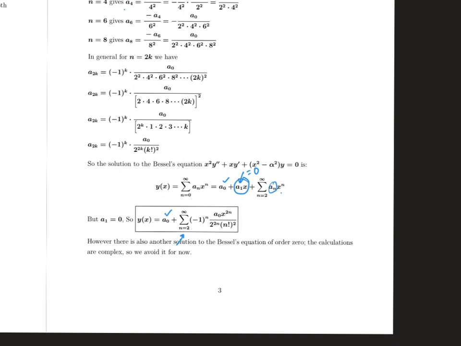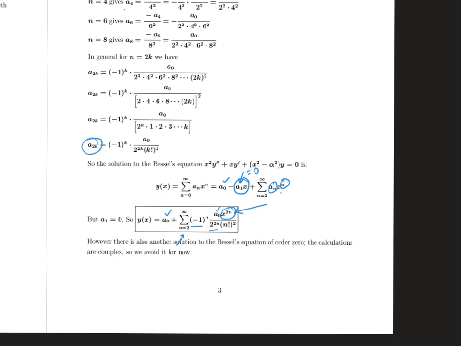But remember, our n's are jumping ahead, only the even terms. So we are going to have the summation from n equals 2 to infinity of negative 1 raised to the power n times a sub 2k, and I'm going to replace 2k with 2n. So it's going to be a sub 0 over 2 to the power 2n times n factorial whole squared, times x to the power 2n. Please pay closer attention to the power of x: x to the power 2n, it's not n.